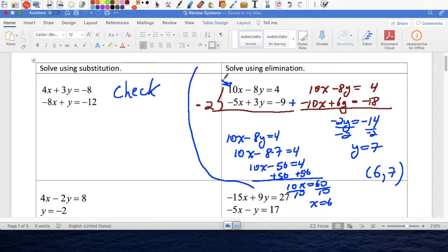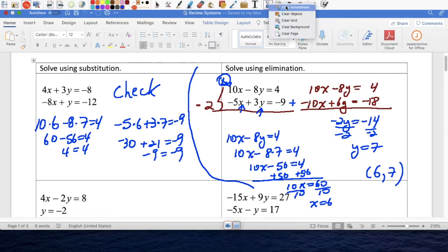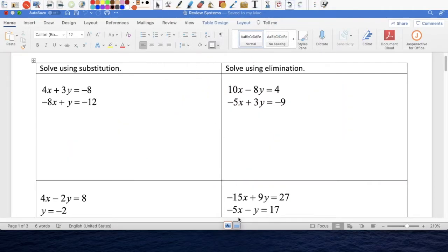So in equation 1, let me write 1: 10 times 6 minus 8 times 7 equals 4. That's 60, that's 56, and you can tell right away that that works. In equation 2, it's negative 5 times 6 plus 3 times 7 equals negative 9, right? Replacing this x with 6 and this y with 7. Negative 30 plus 21 equals negative 9, and negative 9 equals negative 9. So it works for both. It's that simple.